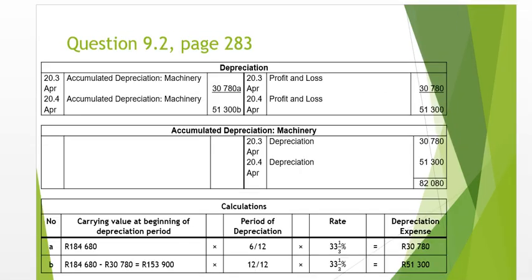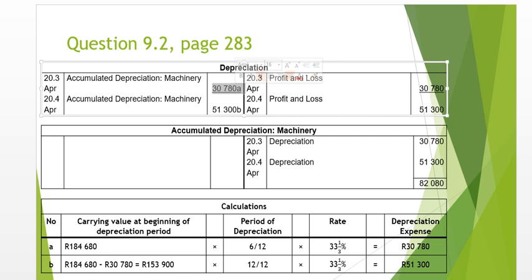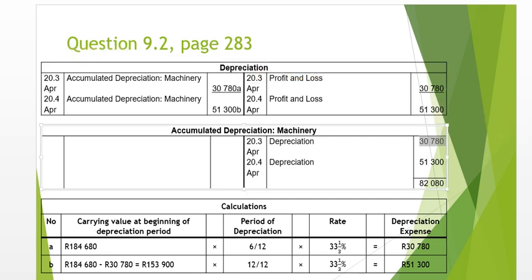Okay, so we're going to say 184,680 multiplied by 6 out of 12 months in which we held this vehicle in the current financial year, and then multiply by 33.13%, which gives us a depreciation amount of 30,780. We know that depreciation is an expense, so we will debit our depreciation account on the 30th of April 2003, and we will credit our accumulated depreciation on machinery account, which is the loss in value of our asset, and our asset is decreasing.